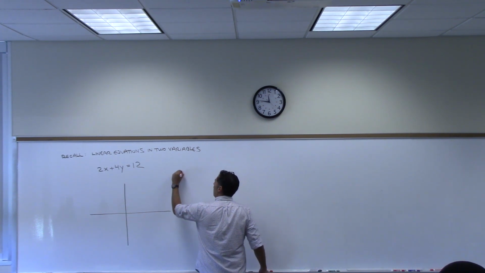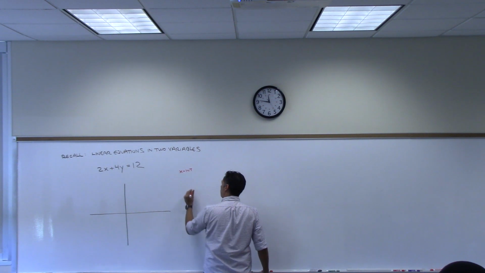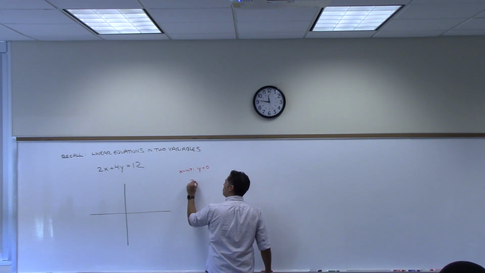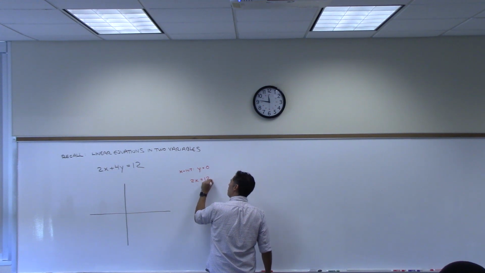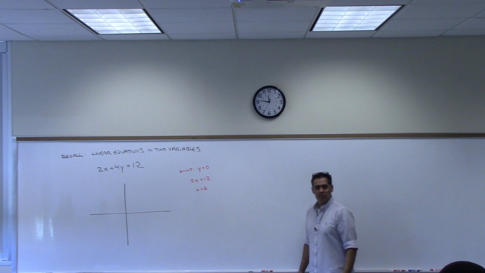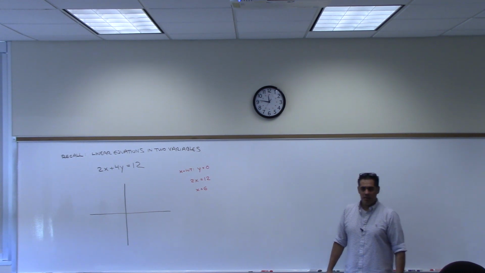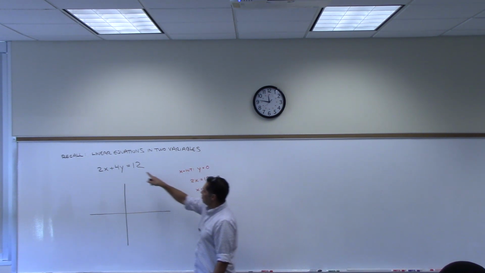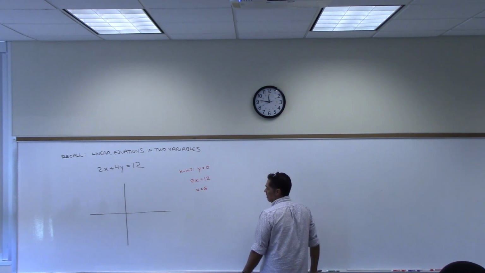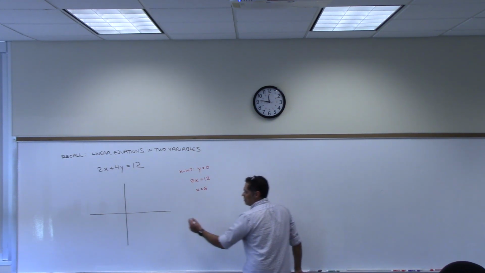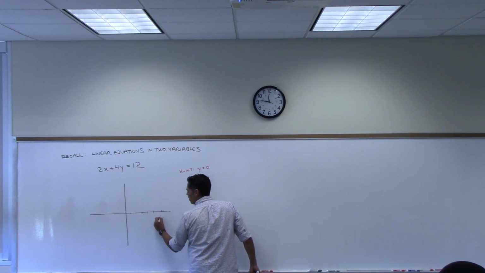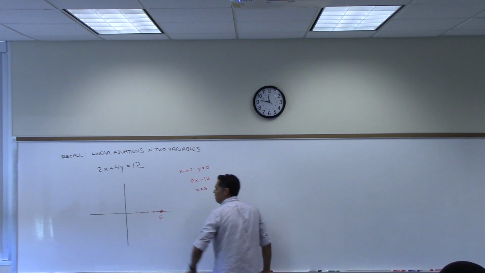How would you find the x-intercept of this? Set y to 0. That becomes 2x equals 12, which means x is 6. Am I going too fast there? That's all right with everyone? To find the x-intercept, you set y to 0, which kills it off. You get 2x is 12. Solve for x, divide by 2, you get 6. So that means on my x-axis, 1, 2, 3, 4, 5, 6, there's my x-intercept.